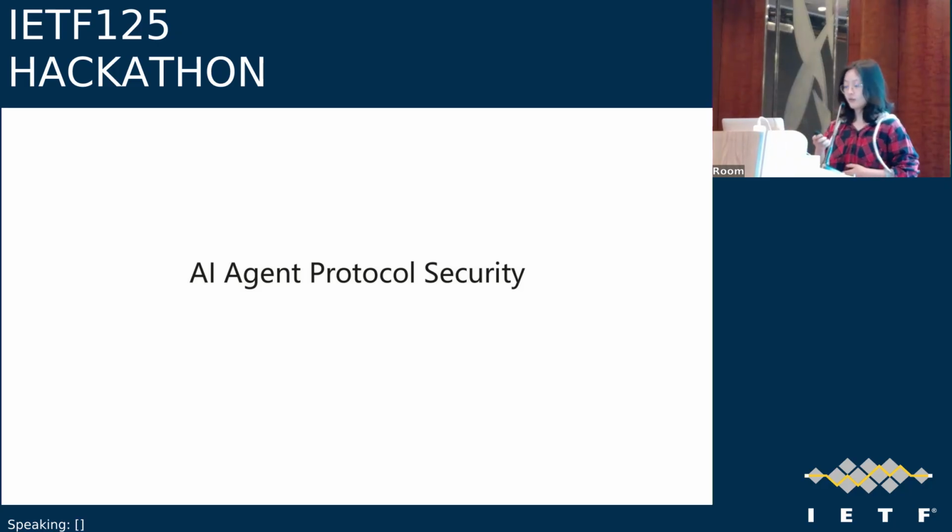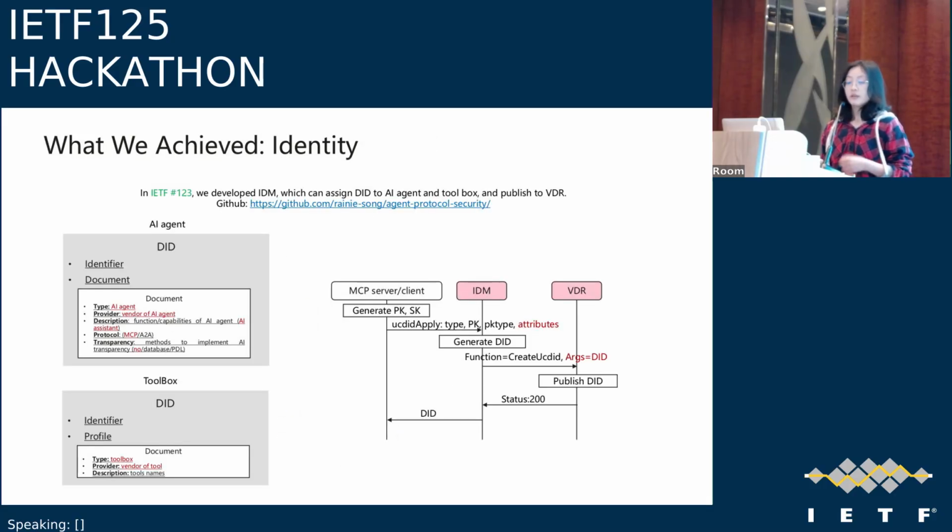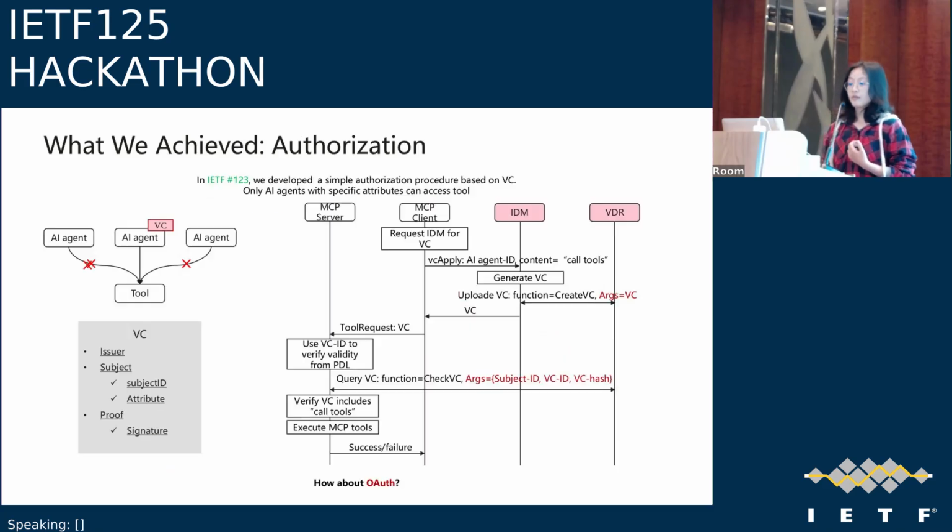Hello, everyone. So this project started in the 123 meeting in Madrid. What we want to do is to study the identity, authentication, authorization, and privacy part for the AI agent protocol. So what we achieved: last time we already developed a digital identity for the AI agent based on W3C DID, and we also developed a simple authorization procedure based on W3C VC.